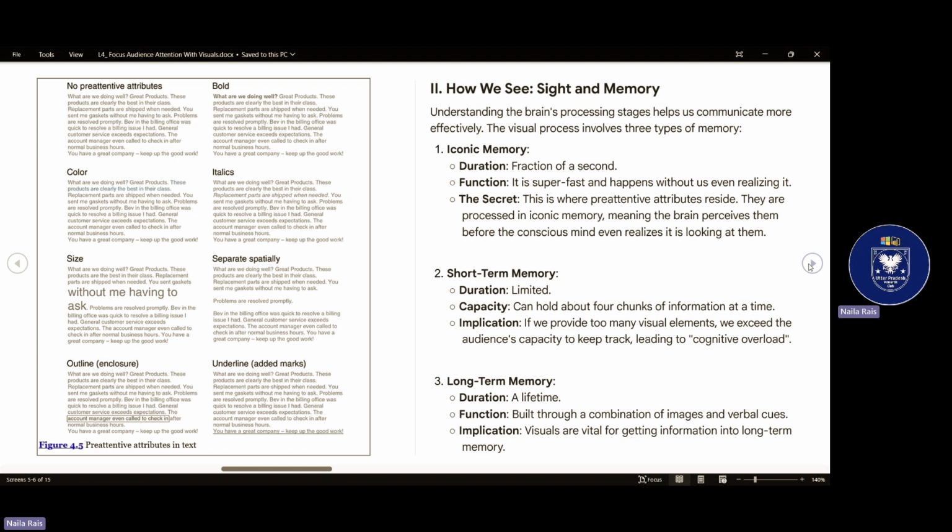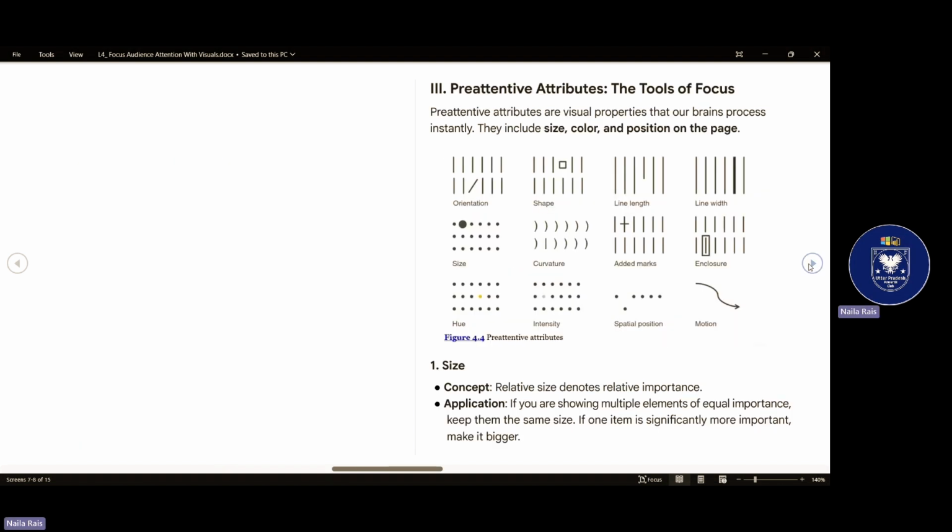For example, infographics. Now the third topic is pre-attentive attributes, the tools of focus. Pre-attentive attributes are visual properties that our brains process instantly. They include size, color, and position on the page. We have been talking about pre-attentive attributes, so first we need to understand what they are. Pre-attentive attributes are visual properties that our brains process instantly.